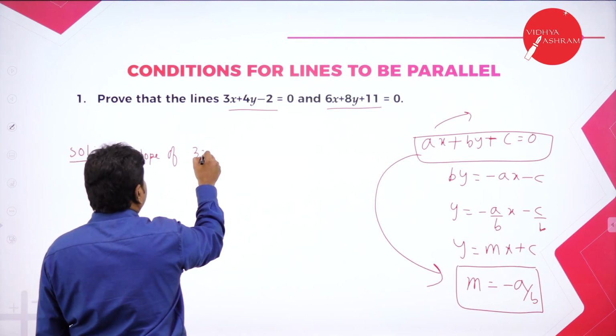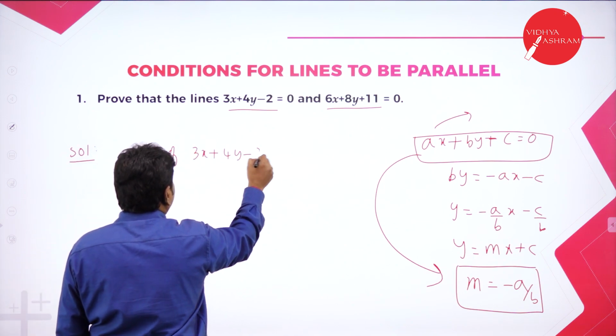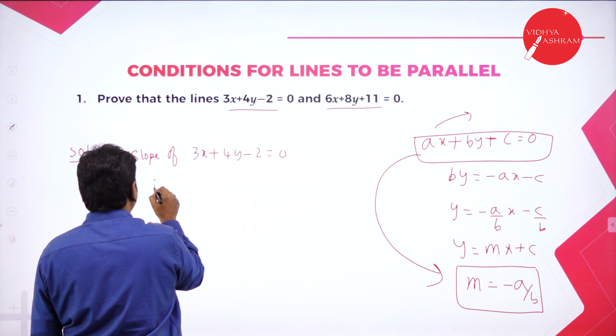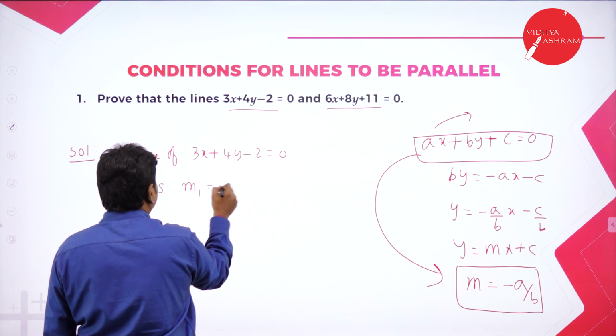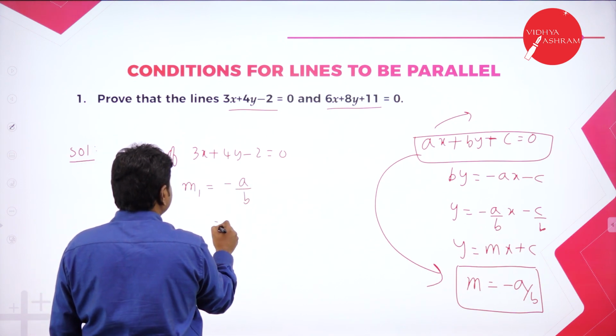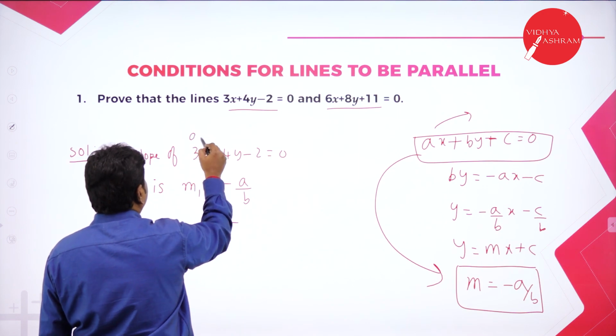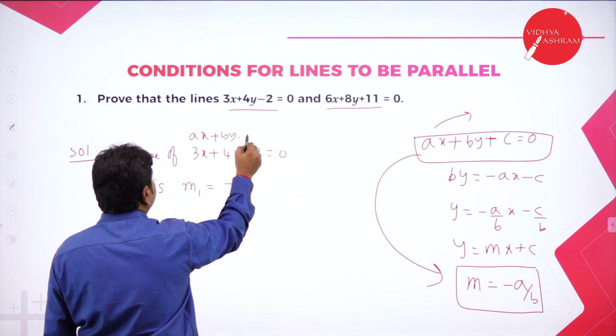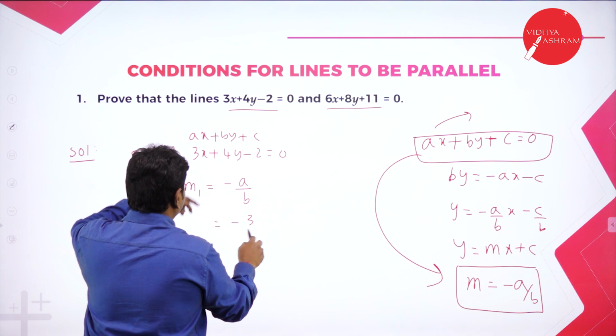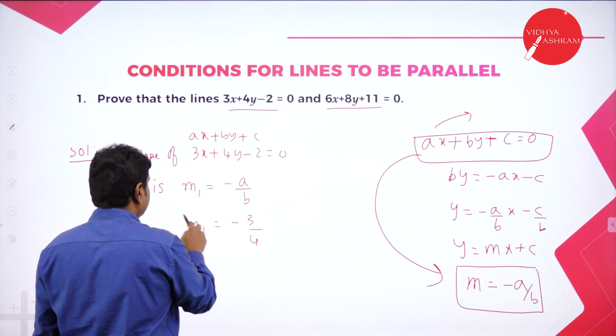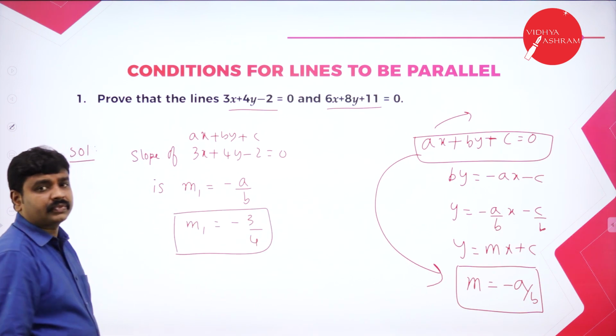What is the first line? 3x plus 4y minus 5 equal to 0. The slope of the first line is m1. And how to find m1? Minus a by b. Minus a means quotient. Always we compare it with ax plus by plus c. So minus 3 divided by 4. So this is m1. You got the first line slope.